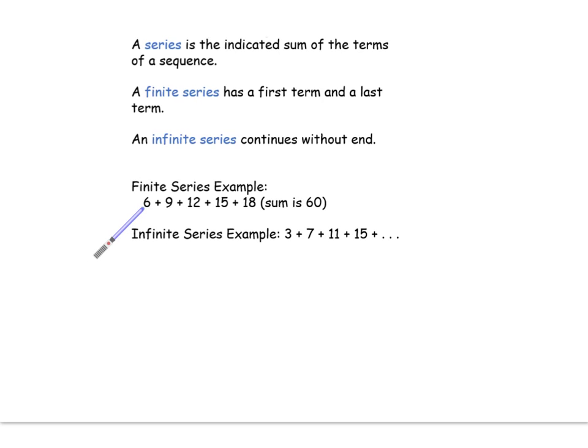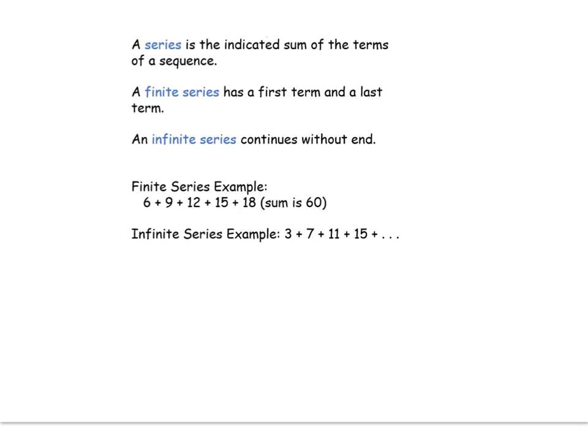In a finite series example, we start with a specific number, we end with a specific number, and since we know the beginning and end, we can find the specific sum. So if you add up 6 plus 9 plus 12 plus 15 plus 18, which we know is the arithmetic sequence with a common difference of 3, we're increasing by 3 each time. If we add up that list of numbers, the sum would be 60.